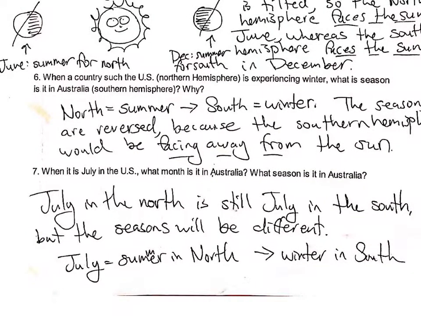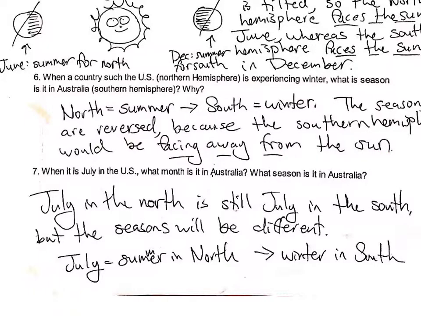So, to apply this, when a country such as the United States in the northern hemisphere is experiencing winter, what season is it in Australia, which is in the southern hemisphere? So, if we're in the north and it's summer, in the south it'd be winter. Seasons are reversed, they're opposites. If it's spring here, it's fall there. If it's winter here, it's summer there, etc. And this is because the southern hemisphere would be facing away from the Sun.